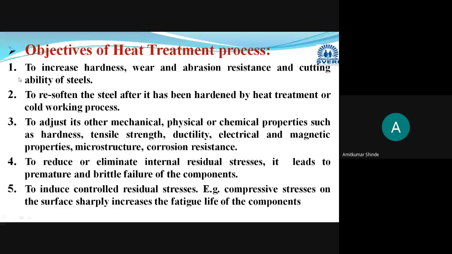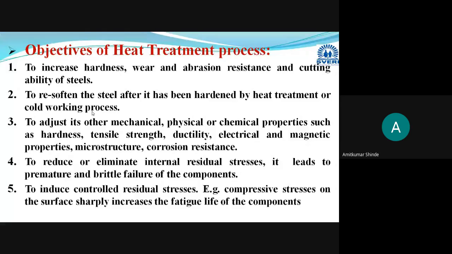And sometimes we want to decrease the hardness, or sometimes we want to improve the ductility or toughness in that material. Then it will come under this objective, that is to resoften the steel, to resoften the steel after it has been hardened. Sometimes hardening processes or some cold working operations will result in very high hardness, meaning that the material can break during practical applications or practical use.